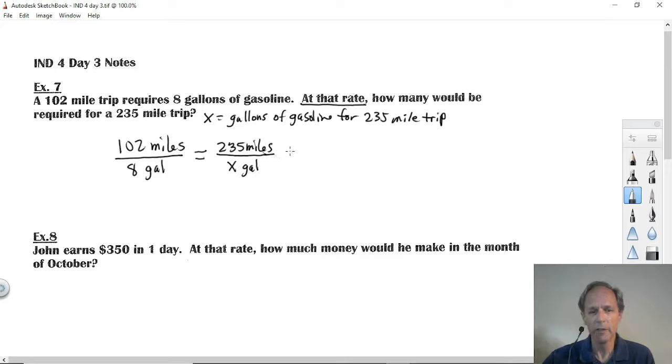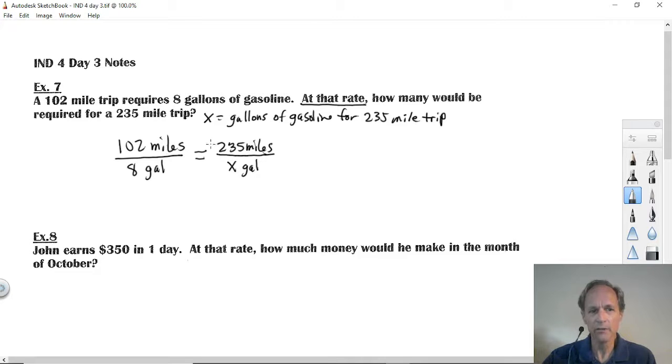I want to mention why we wrote miles here. That's just to help us make sure we don't cross this up. We're saying the ratios are equal, but of course that is assuming we put the same quantity on top. If we put miles on top on the left side, we better put miles on top on the right side. The numerator should be the same quantity, the same units.